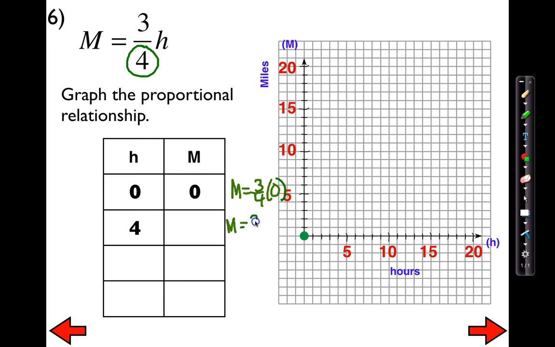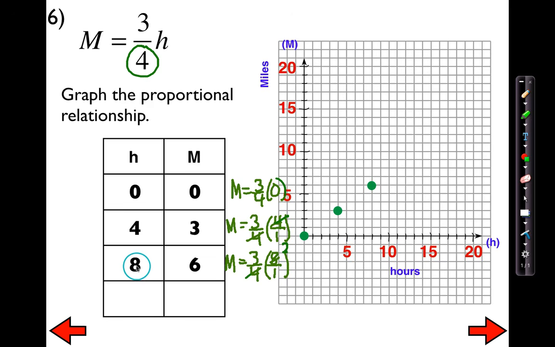So m is going to equal 3/4 times h, which I'm using a 4. So I'm going to go ahead and put 4 over 1. So I can see that I can cross cancel. So it's just going to be 3 over 1, which is just 3. So let's plot that ordered pair. 4, 3 goes right there. So the next multiple of 4 is going to be an 8. So I'm going to go ahead and multiply that. M equals 3/4 times h, which I'm making an 8. I'm going to go ahead and put it over 1 so I can cross cancel. So this is going to be a 2, so it's going to be 3 times 2 over 1, which is 6. So we're going to do 8, 6, which is right here.